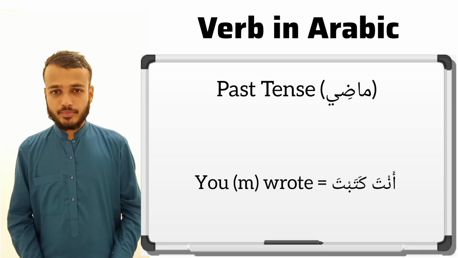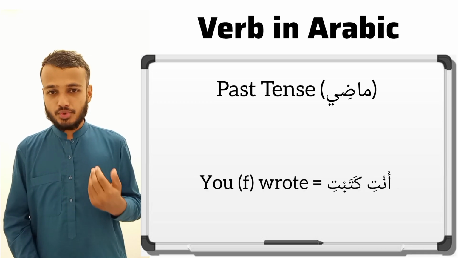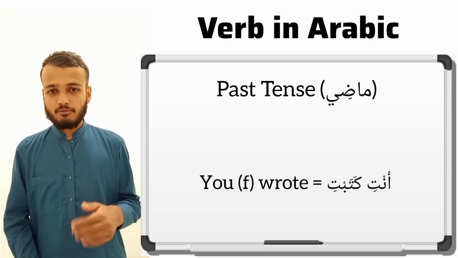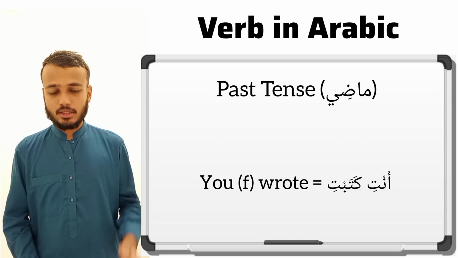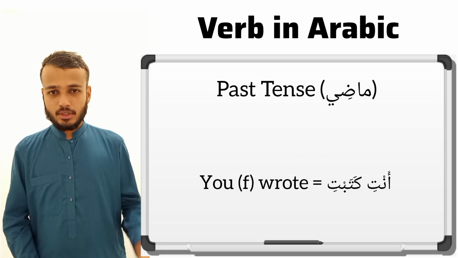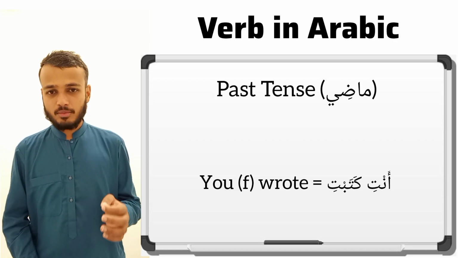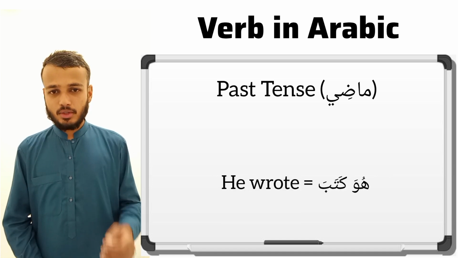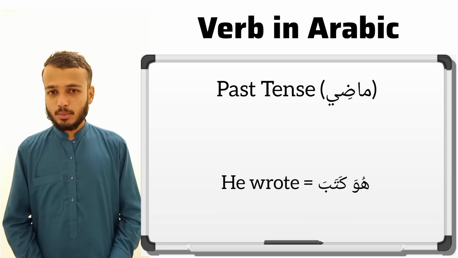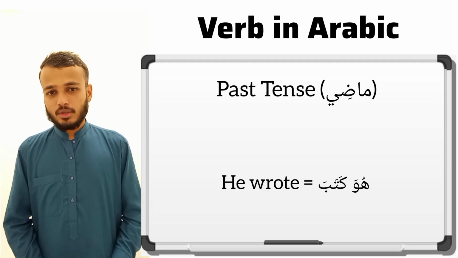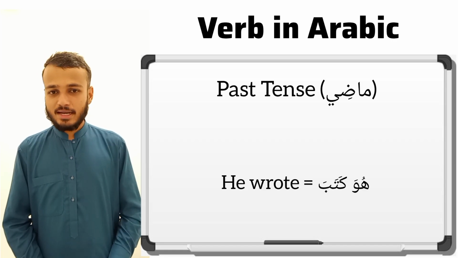If we use you for female, okay, you wrote: anti katabti. We add ti at the ending of the verb for female. He wrote, huwa kataba. If we use he, we did not add any suffix at the ending of the verb. Simply say huwa kataba.